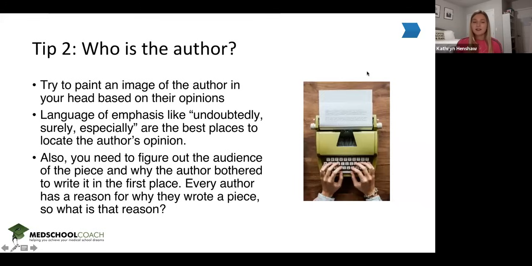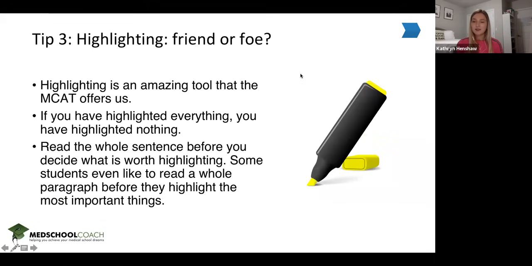And then finally, you need to figure out who the audience is. So what kind of person would look this article up and actually want to read it? That's what you're supposed to be. So you have to read like you're that person. And also just try to think of the reason that the author wrote the piece. So what did they want to tell the audience? That's very important too. And that'll all help you get to the main idea of the passage.